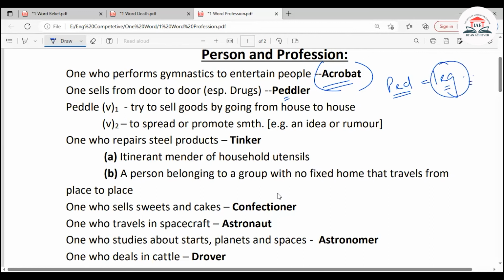Ped is actually feet or leg. Now, peddler, जो पैदल चल के चीज बिकाऊ करते हैं उसको कहते हैं कि पेडलर. जो चीज बेचते इधर उधर घूम के. So one who sells from door to door is called peddler.